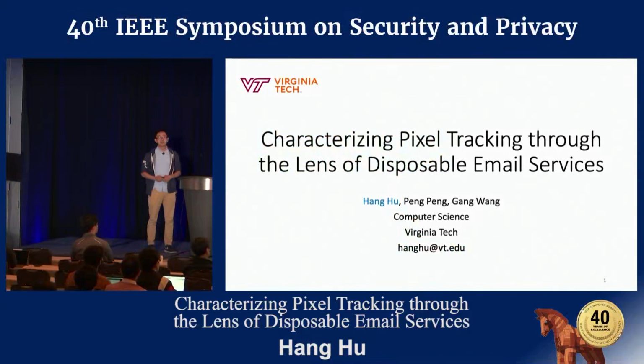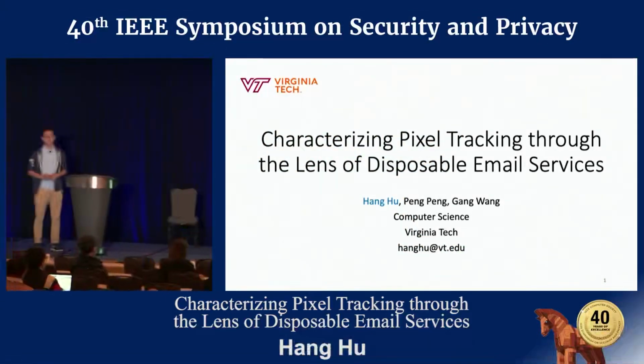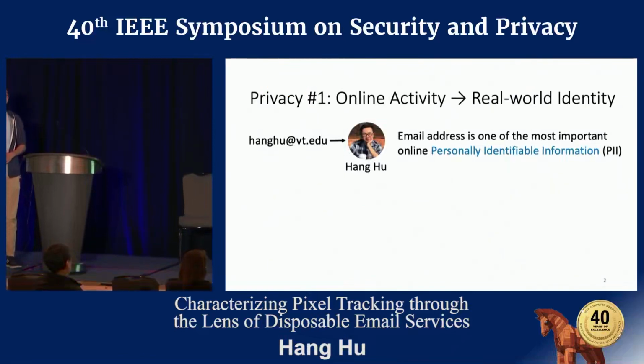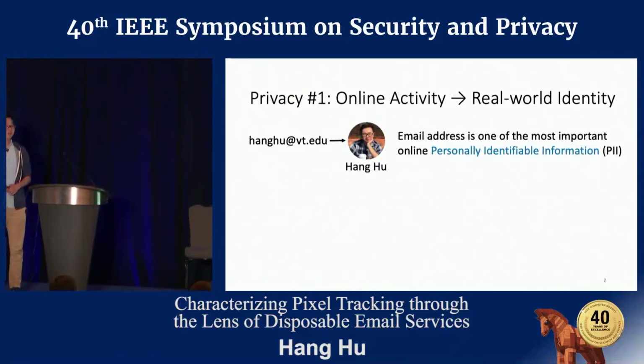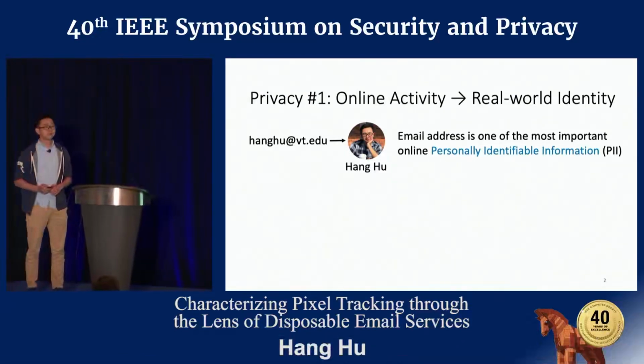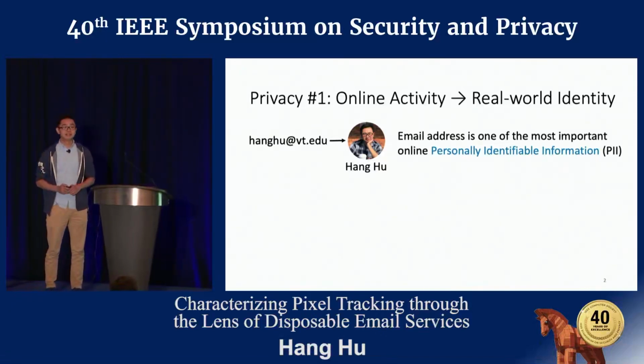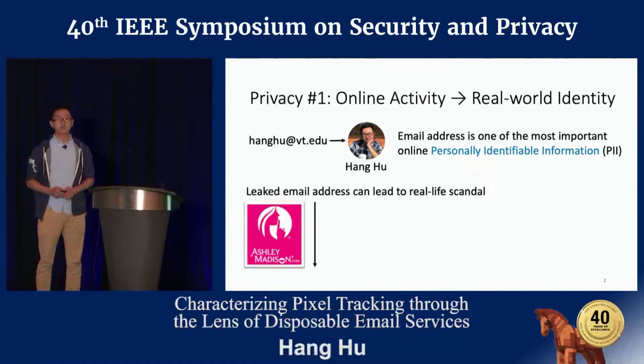Today, I'm going to talk about disposable email services and email tracking. Email address is probably one of the most important online personally identifiable information. Using an email address, we can link online activity to real-world identity, and that's why a leaked email address can lead to real-life scandal and thus present a privacy challenge.